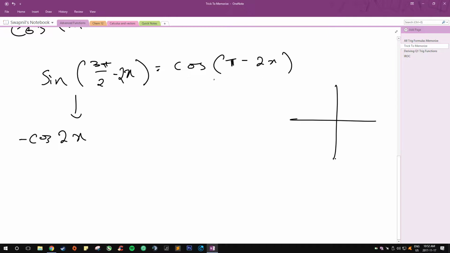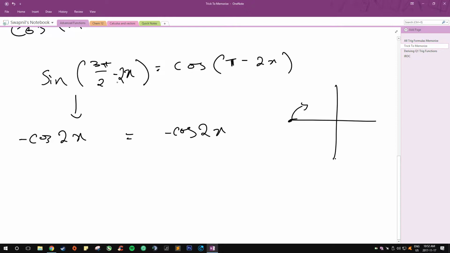Now the right side. Well, cosine of pi minus 2x. So you got pi, and then you just do minus 2x. Cosine in this quadrant 2 is negative, and since you don't have a fraction, you don't take the opposite function, you just take what it is. So this would just be cosine, and since it's negative, you just take negative cosine 2x, and look at that, they're equal.